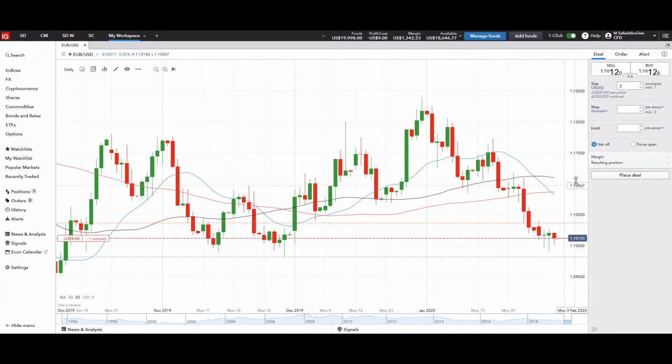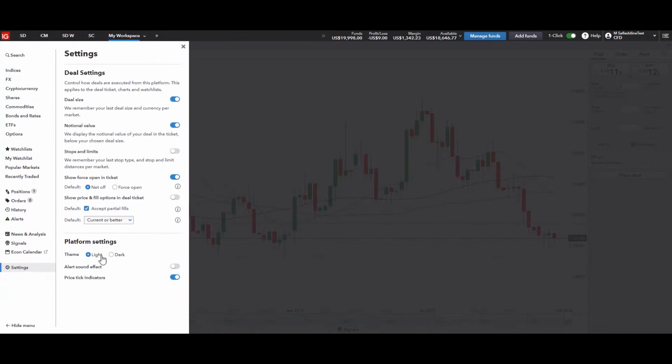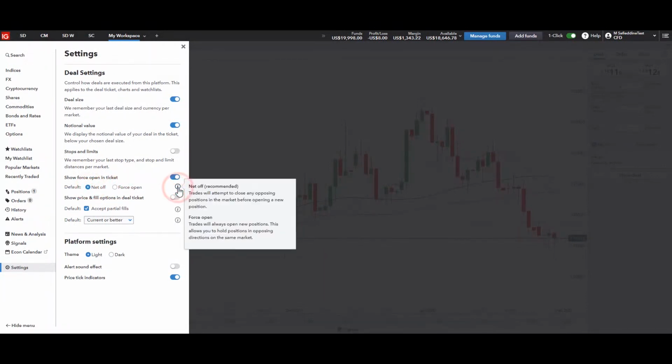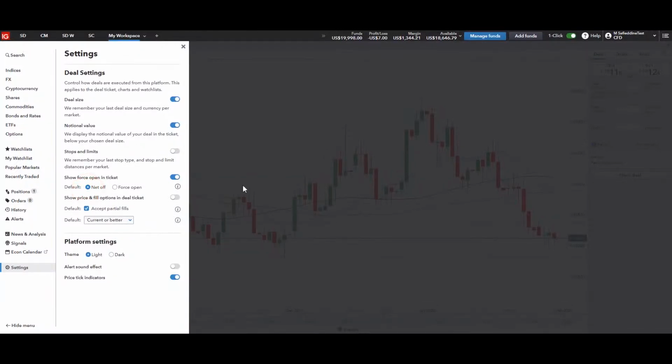Now, what if you say, well, hold on a second, I don't want that? In settings, by the way, the default is net off, but you could select force open if you want that as the default. We're going to keep it net off, but you could make it force open, and it explains there what net off is. Trades will attempt to close any opposing positions before a new position, whereas in force open, trades will always open new positions. Because sometimes you guys will say, no, I want to open a buy and a sell, and I want to keep both open. I don't want them to cancel each other out. That's fine. Then what you need to do is select force open.